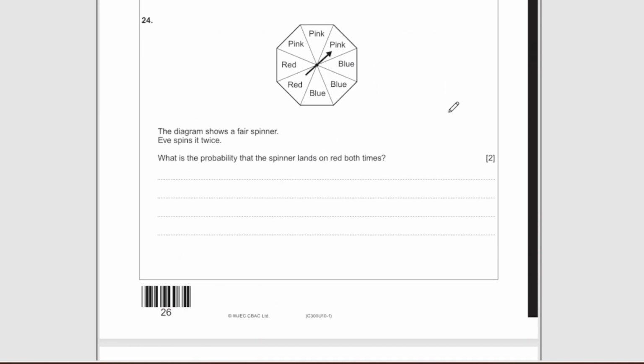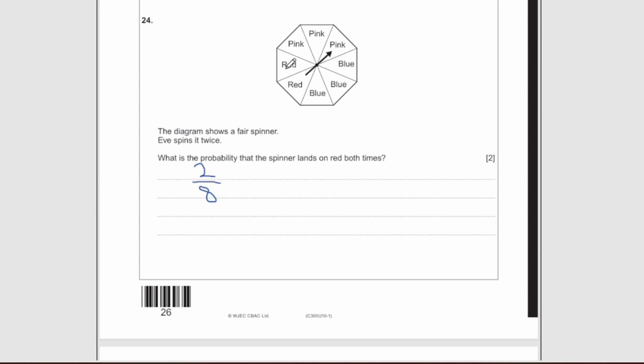Question 24 then. Penultimate question, there's only 2 more now. The diagram shows a fair spinner. Eve spins it twice. What's the probability the spinner lands on red both times? Okay, so spin the wheel, lands on red, spin it again, lands on red again. We've got 1, 2, 3, 4, 5, 6, 7, 8 sections. 2 of them are red. So the probability of landing on red the first time is 2/8.